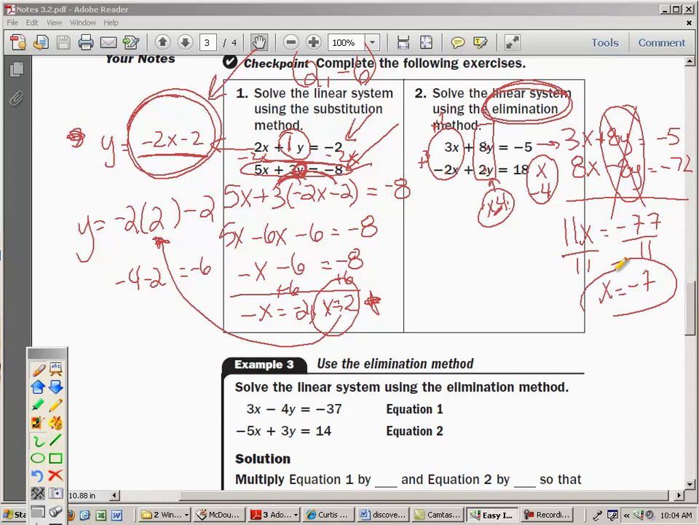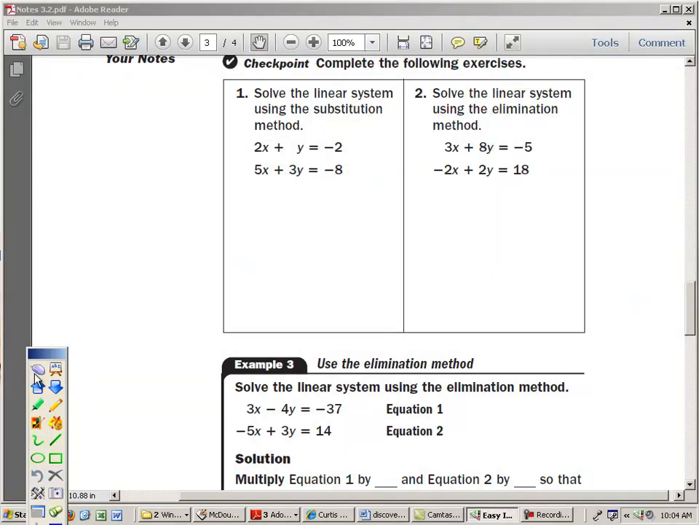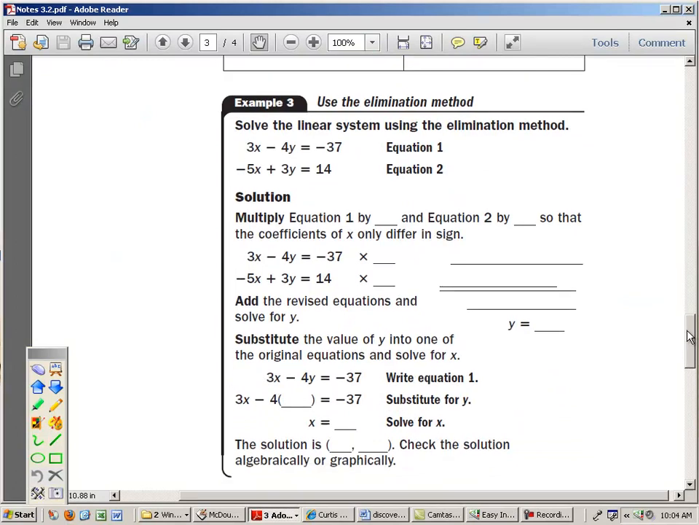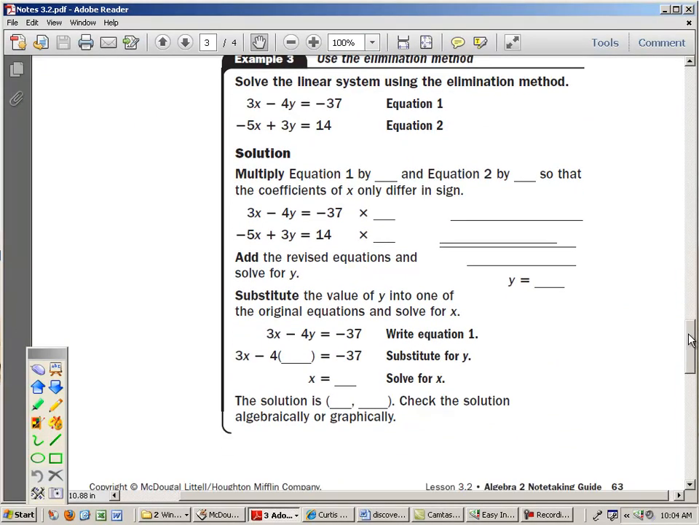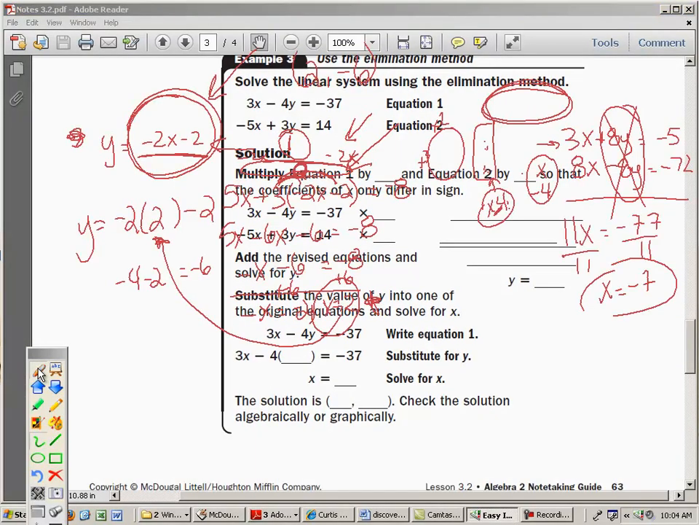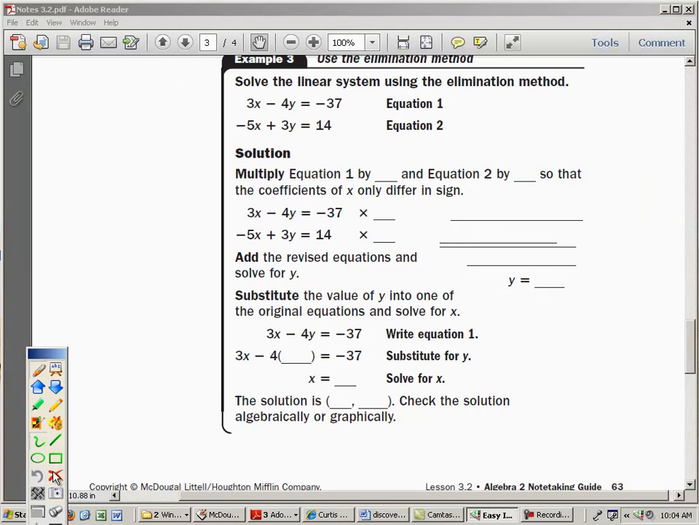Alrighty, so now we're going to take a look at a couple more examples. What happens when we can't multiply just one equation by something? Well, what we do in this case is we're going to choose to multiply both equations by something. So we're going to multiply the first equation by 5 and the second equation by 3. They already have different signs, so if I just multiply this one by 5, this becomes a positive 15. And if I multiply this one by 3, this becomes a negative 15. And so I have 15x and negative 15x, which are going to eliminate.